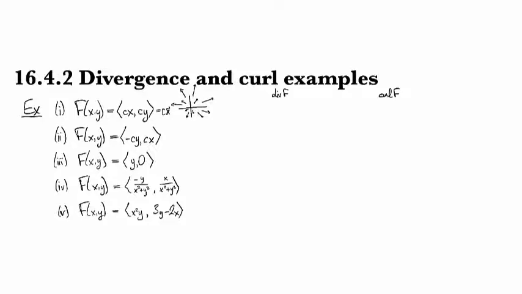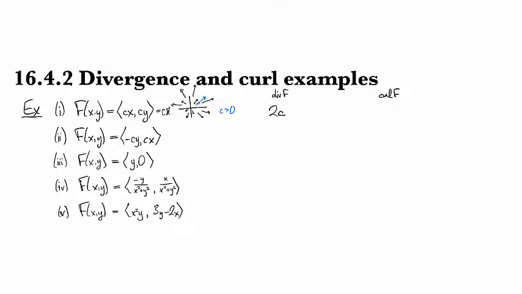So for the divergence, we do d/dx of this part, which is c, plus d/dy of this part, which is also c. So we have 2c for the divergence. And you can see it looks like if I were to evaluate at any particular point, there's more stuff coming out than there is coming in. So that would be positive divergence. Okay, and I guess I drew the picture thinking that c was positive. Sorry, I should have specified that. Yeah, let's say this is for c positive.